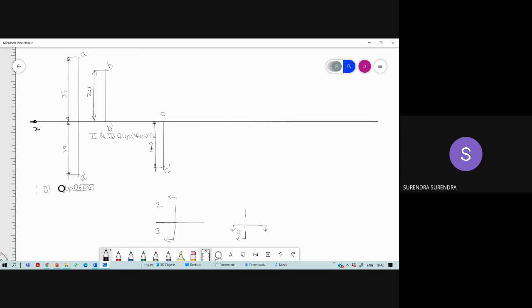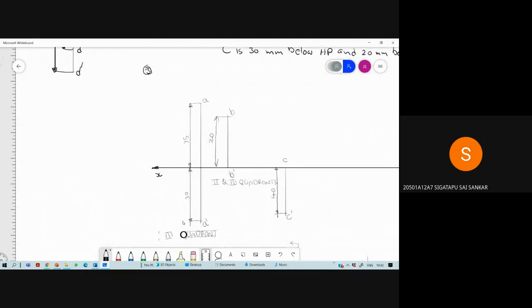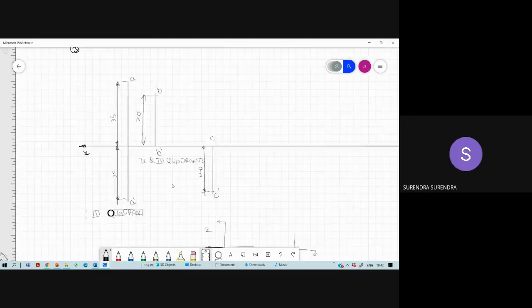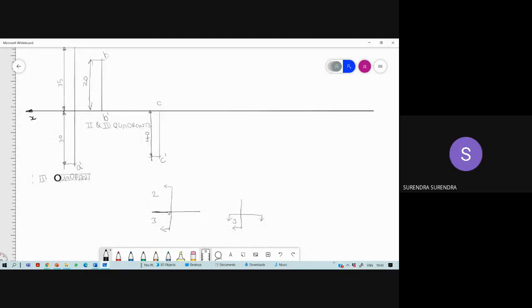Now what about point C? Answer that. Top view is on XY plane. Top view on XY plane. Front view. You should say it as top view on vertical plane. Okay, sir. Top view on vertical plane. Sorry, top view on XY line. So what is the position of point C? Fourth quadrant. Position of point C.